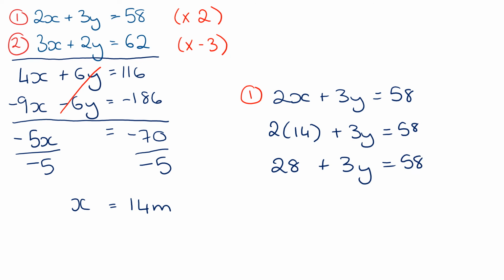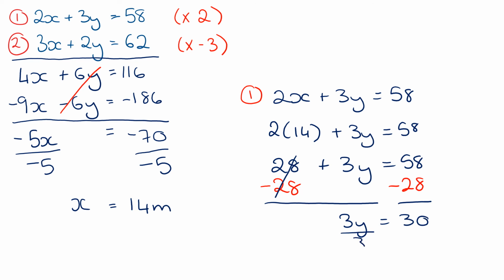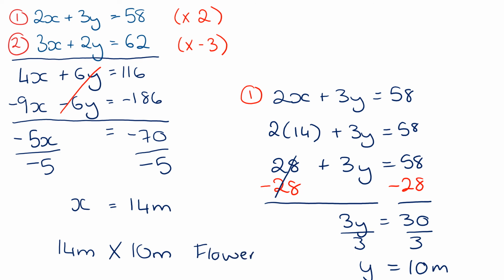Take away 28 from both sides. You don't have to show this vertically. So we get 3y is equal to 30. Divide both sides by 3, and we get y equals 10 meters. So the dimensions of the flower bed originally, so it's 14 meters by 10 meters. That's the dimensions of the flower bed.